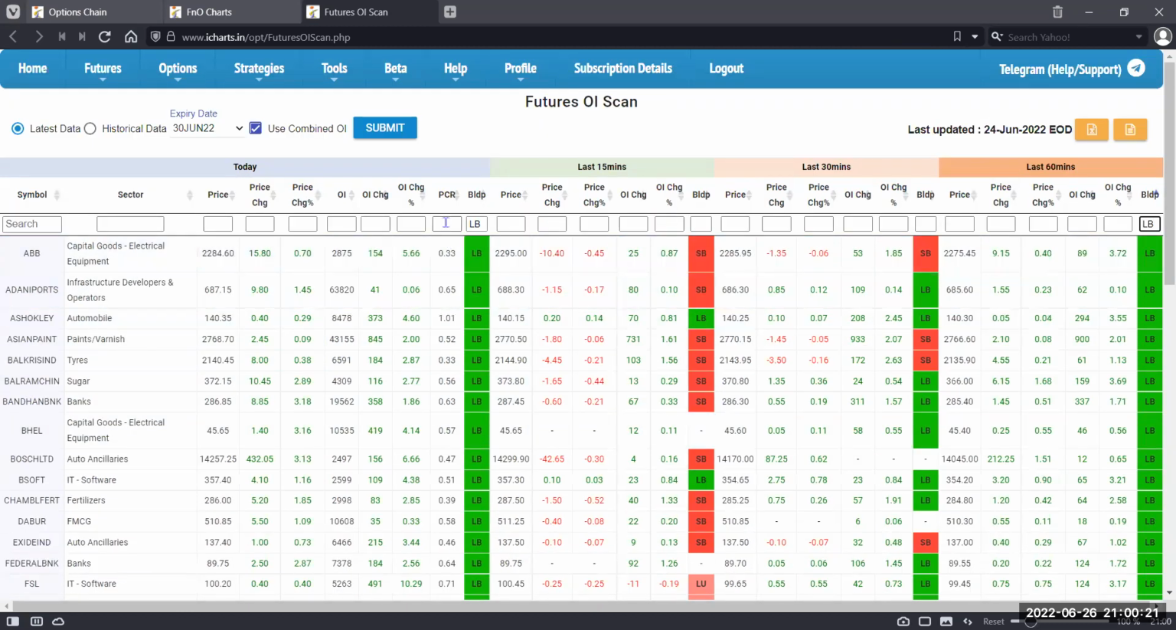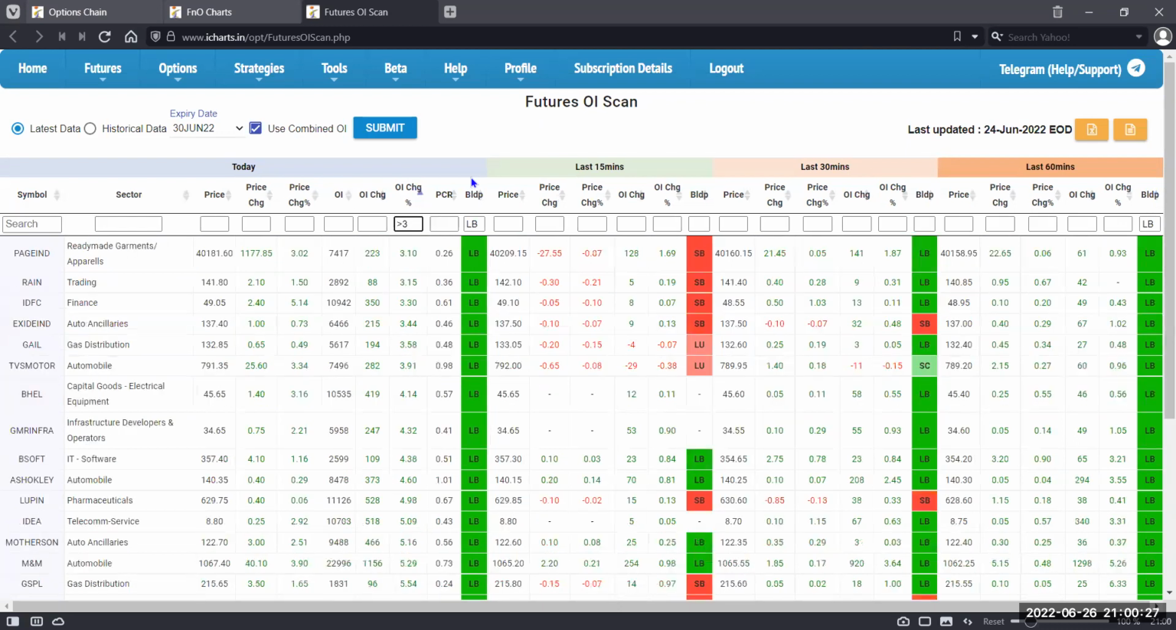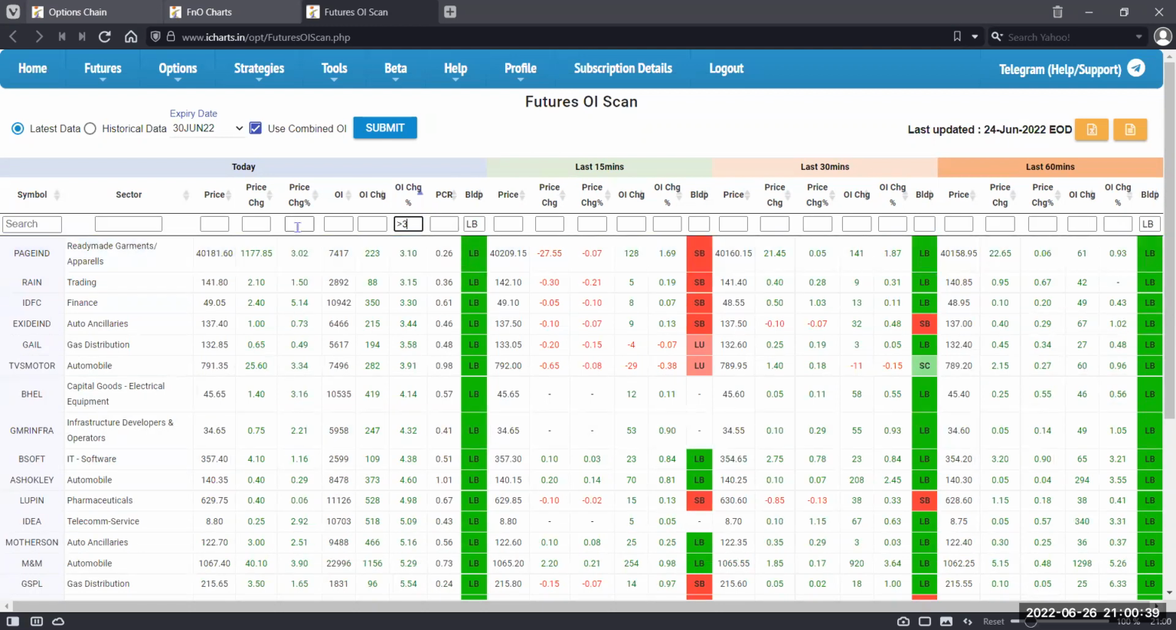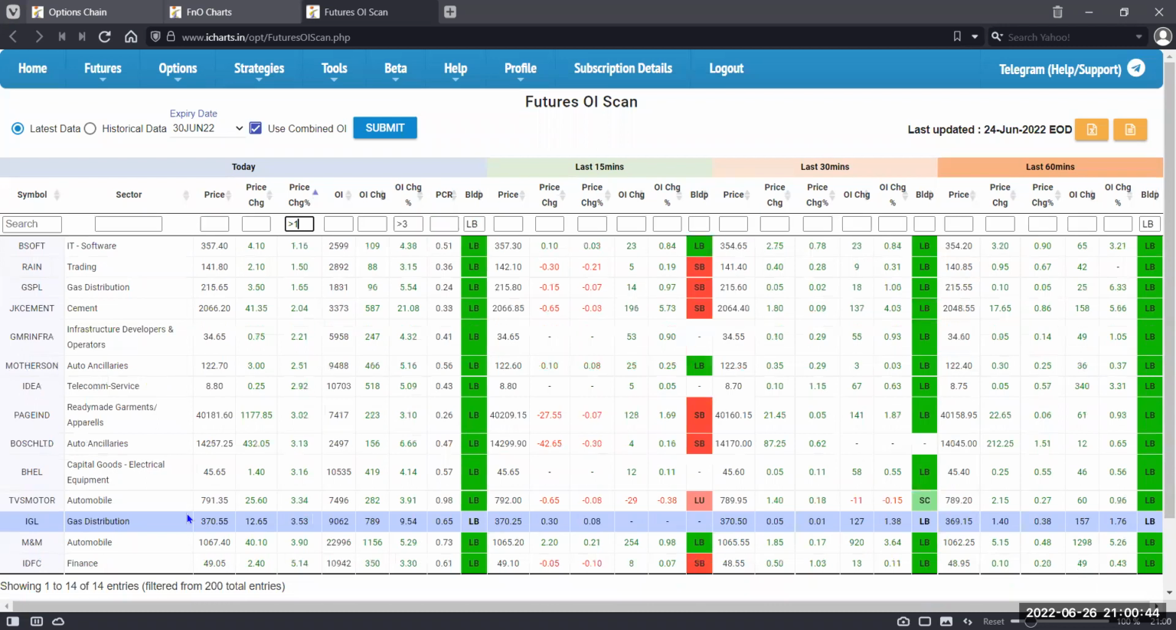If you want to filter further, a significant OI change will be greater than 3%. So type greater than 3, press enter. Whatever you want to filter, type it here and press enter. You can also do equal to 3, less than 3, greater than 3 kind of thing. And then price change also, let us see something significant. Let us say greater than 1.